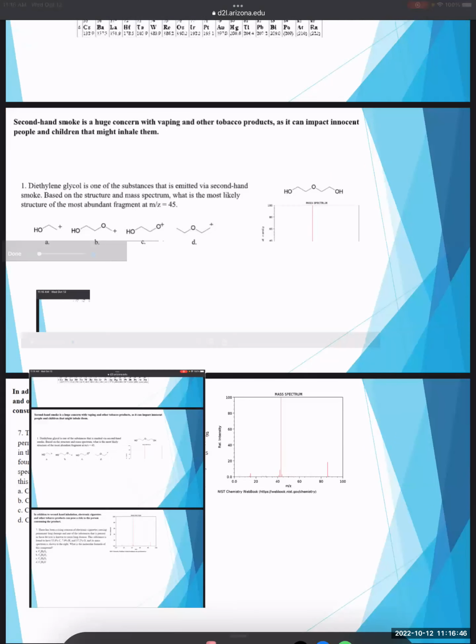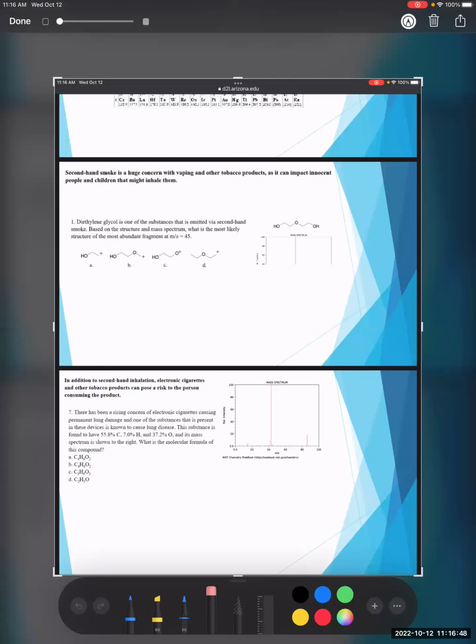Now it's true that we cannot see the mass spectrum properly over here. But if we could see it, then we should see that this highest peak is for 45. But anyway, it is not relevant to this question. So the idea is the mass of the fragment is 45. In other words, whatever this fragment is, it should have a mass of 45.